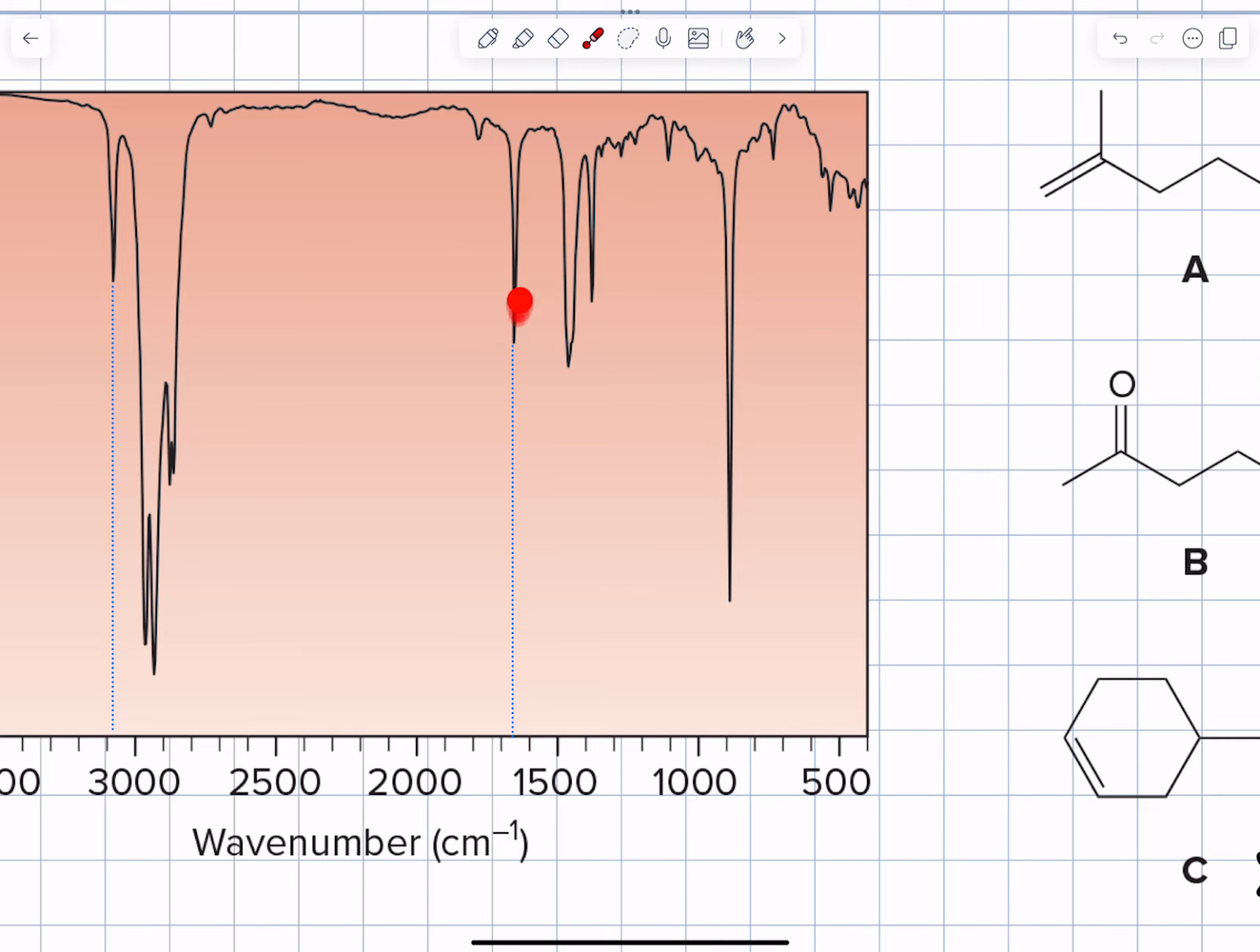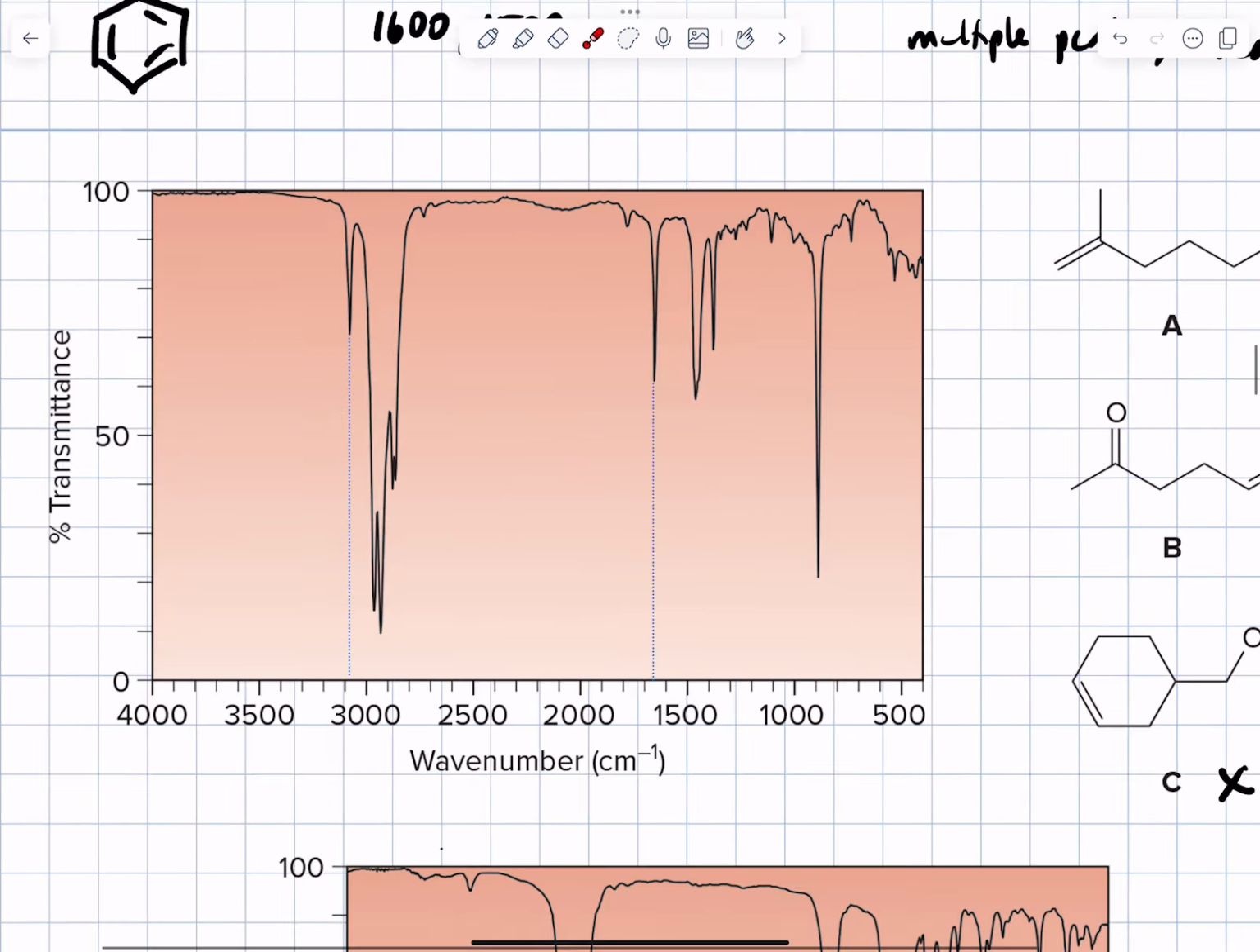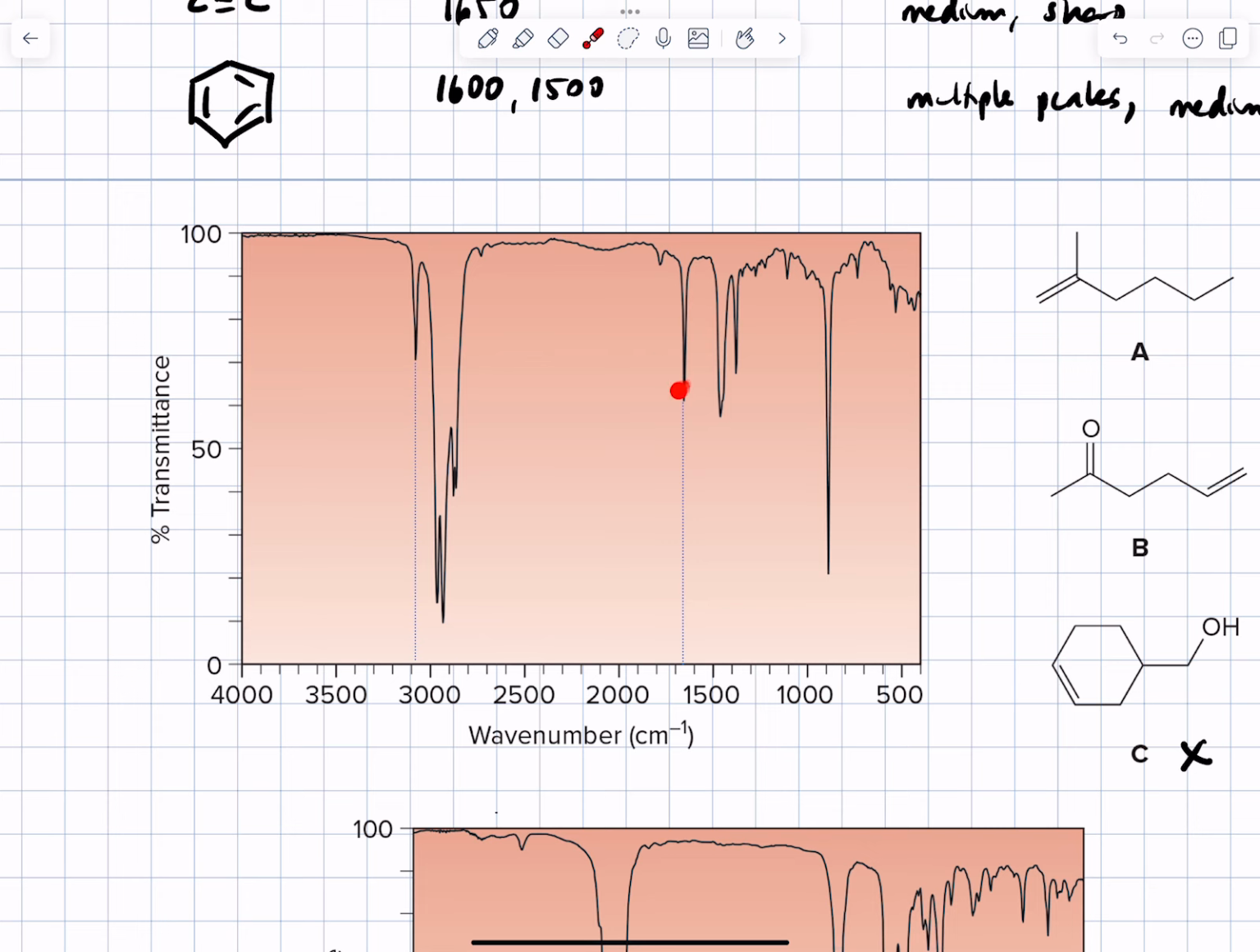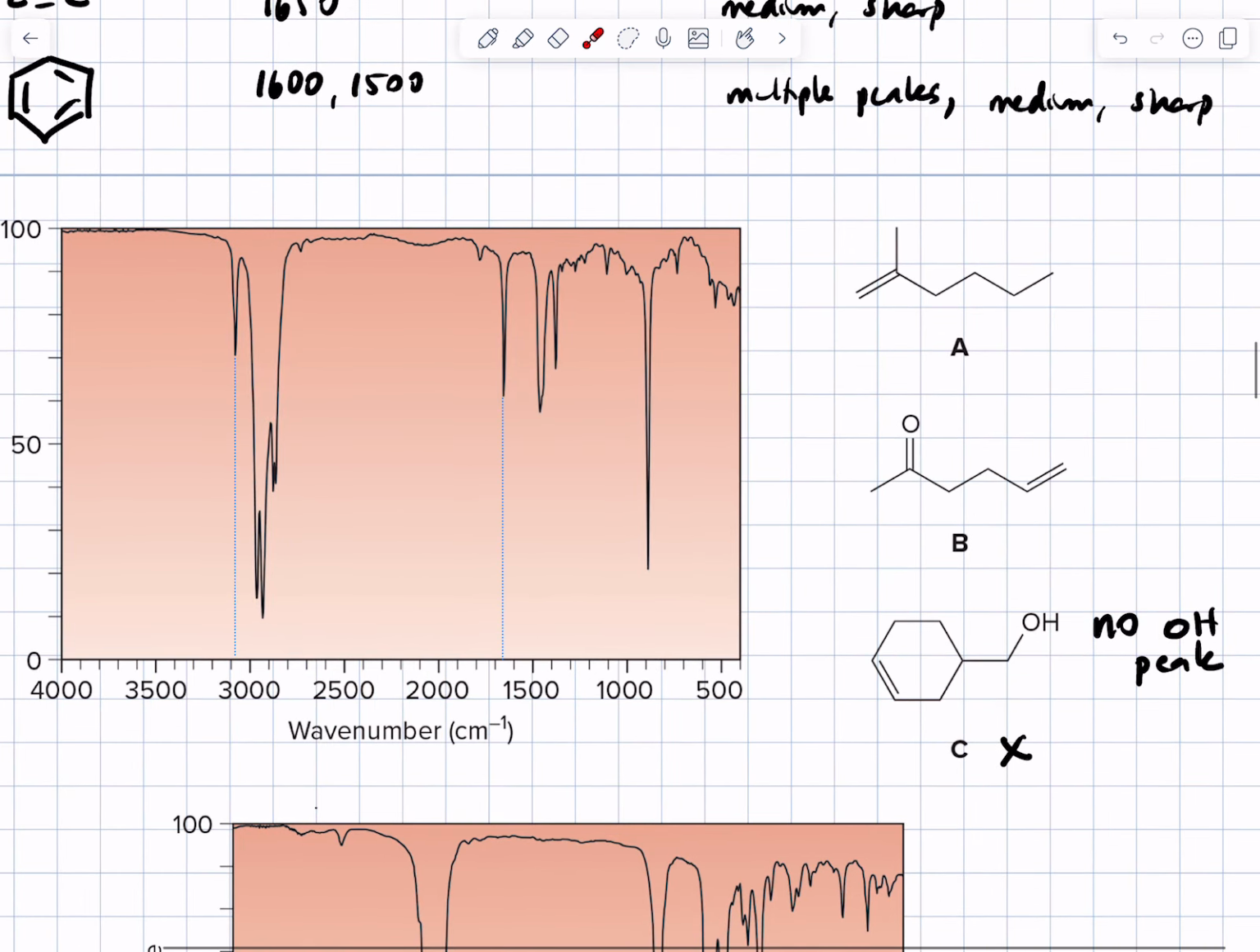This size peak corresponds to medium. Percent transmittances in the 60s to 70s, that's a medium peak. A peak that would have percent transmittance down at the 20 to 10% level, that's what's called a strong peak. So we also don't see a carbon-oxygen double bond. That means it can't be B, it's probably A.